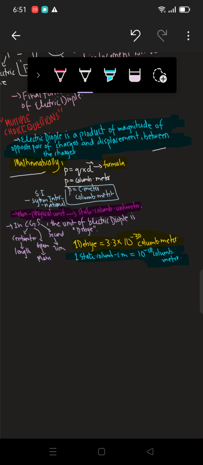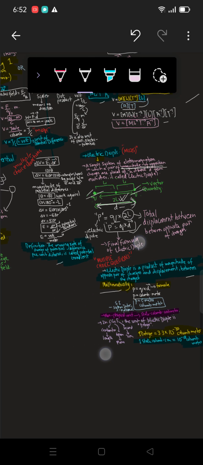Then we have discussed the non-SI unit of the electric dipole, which is of course the statcoulomb centimeter. In the CGS system, the unit of the electric dipole is the debye. Then you can be asked, 1 debye is equal to how many coulomb meter? 1 debye is equal to 3.3 into 10 to the power minus 30 coulomb meter. Then you can again be asked, 1 statcoulomb centimeter is equal to how many coulomb meter? Your answer must be 10 power minus 18 coulomb meter. Here we have completed this chapter, the electric field.